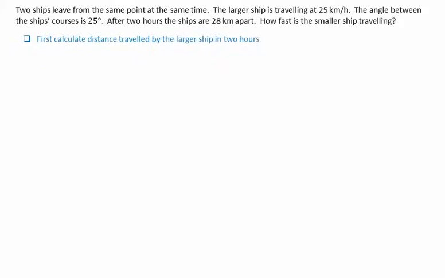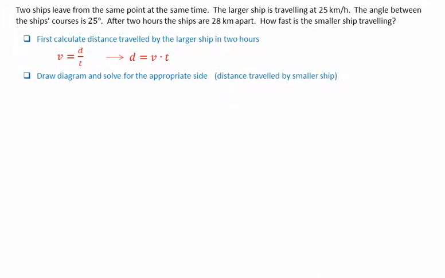Here we will first calculate the distance traveled by the larger ship in 2 hours. The speed is equal to distance divided by time, and so the distance is equal to the speed times the time. We can then draw a diagram and solve for the appropriate side, the distance traveled by the smaller ship.